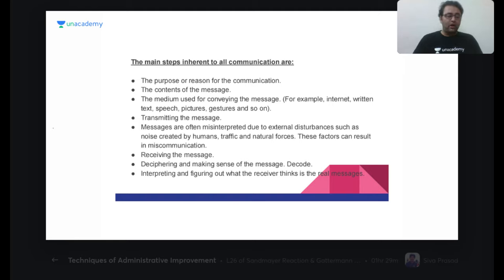When you are talking to a friend on the phone, if the network is not clear, what do you say? Hello, I can't hear you. Your voice is breaking. Please go to a network area. Or if there are a lot of people talking behind you and you're talking on the phone, you actually go to a place which is quiet and where there is no noise. So in that case, you are eliminating the external disturbance, because of which the communication is not clear.